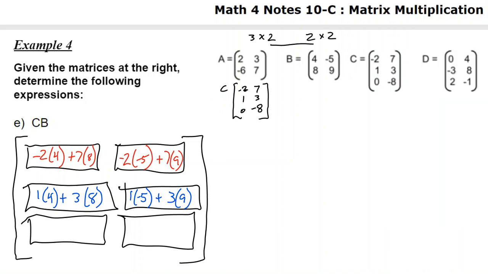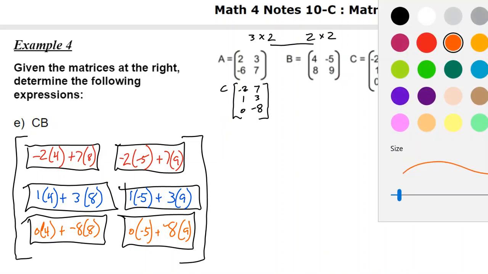So we will start on the third row. And, well, I'm going to be consistent here. 0 times 4, negative 8 times 8. And then we go over to the other column. 0 times negative 5 and negative 8 times 9. So all of our pieces are in place.